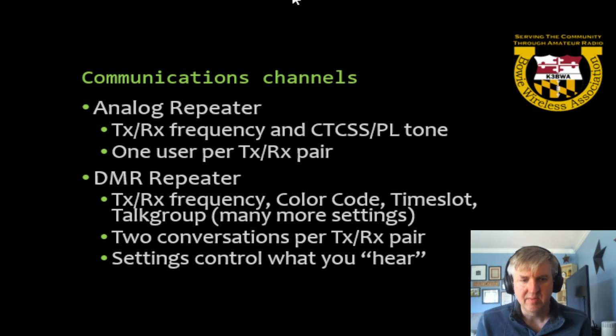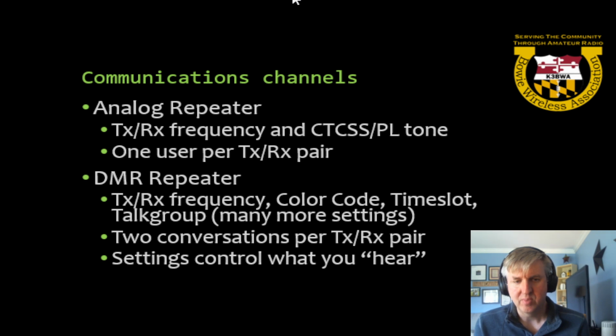So DMR also has a transmit-receive pair, which is kind of similar, but there are some new concepts with DMR called color codes. And there's also something called a talk group. You can think of a color code and a talk group as being somewhat akin to a CTCSS or PL tone. It's something that you have to have set in your radio in order to get access to the repeater to transmit information to other users.